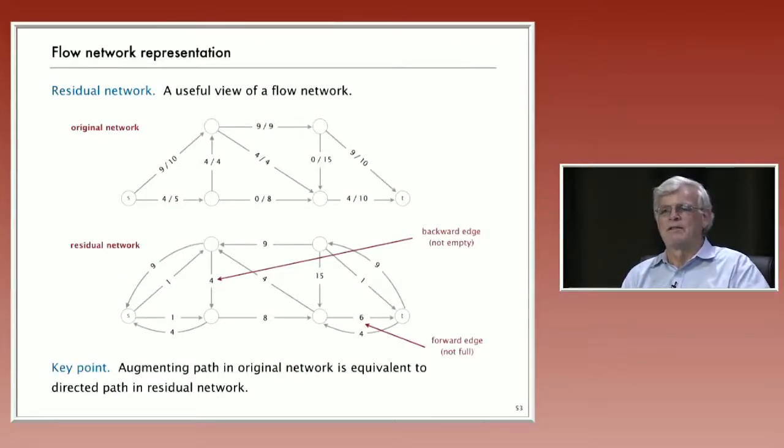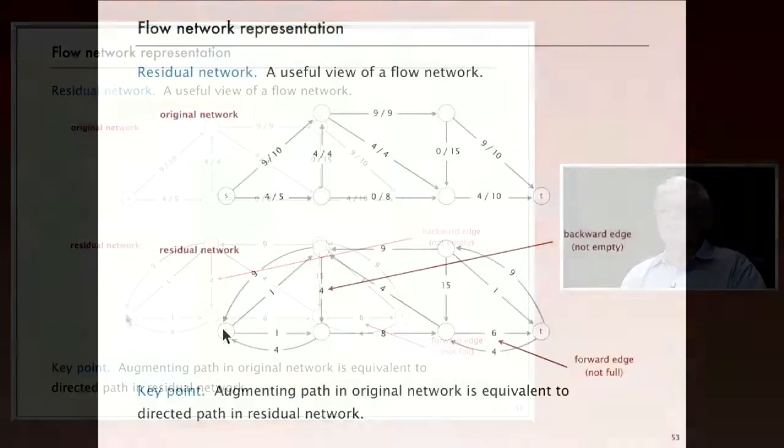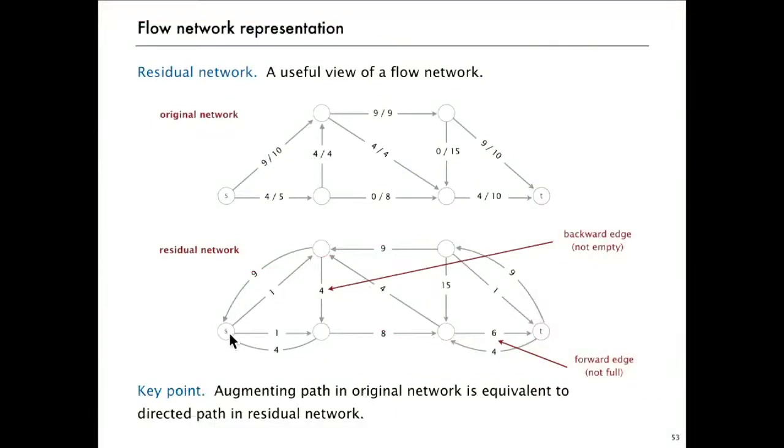So one way to think of this, a little bit closer to the representation that we're using, is to consider what's called a residual network. For every forward edge in the network, it has a forward edge with the amount of flow left, and a backward edge with the amount of flow that's there. And if you have a full forward edge or an empty backward edge, then you only have one such.